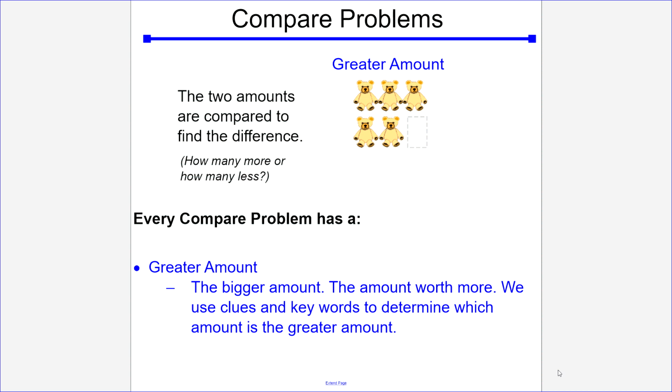You know, third grade, that all compare problems have a greater amount. The greater amount is the bigger amount. It's the amount that's worth more. In this little teddy bear problem here, where there are 3 teddy bears and 2 teddy bears and an unknown difference, 3 teddy bears is the greater amount because it's the largest amount of teddy bears.